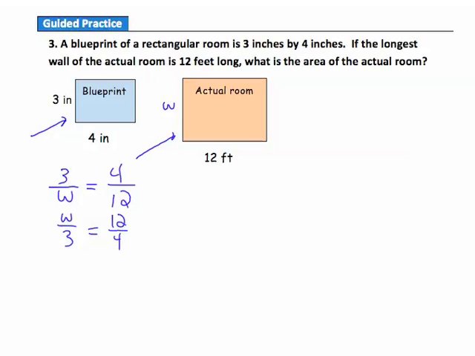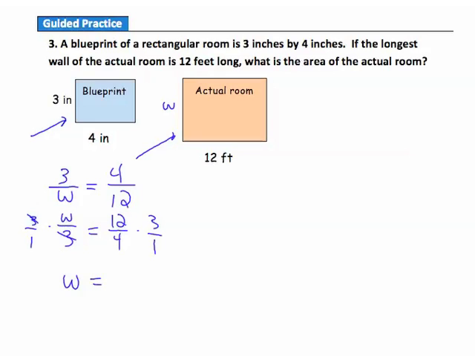Now we're trying to get W all alone. It's being divided by 3, so we're going to undo that, multiply by 3 over 1. Do the same thing to the right side. Let's take a look. On the left side, common factors of 3 divide out and leave me with W over 1, which is equal to just W.